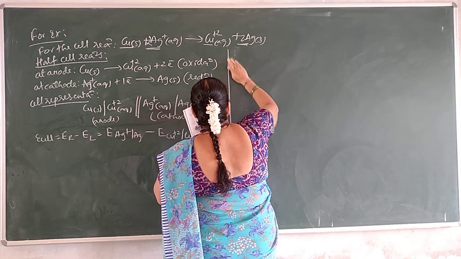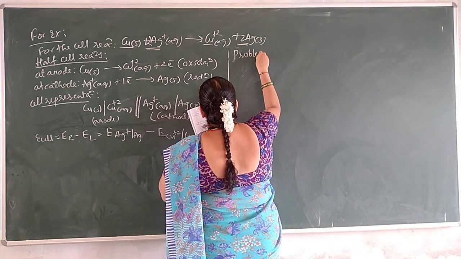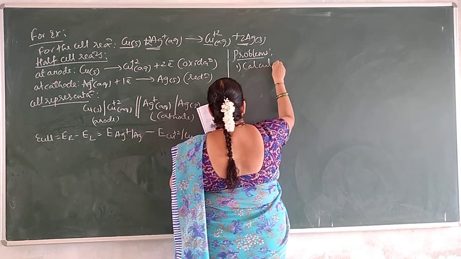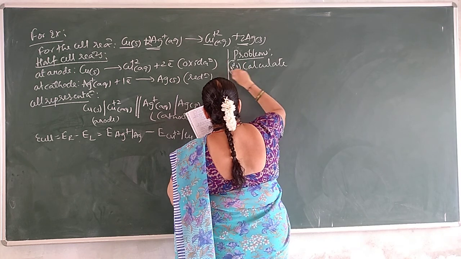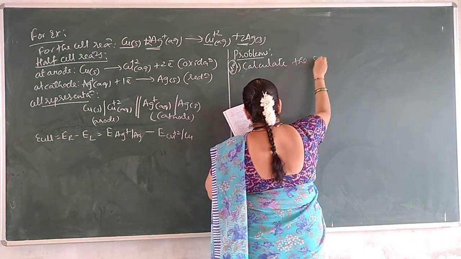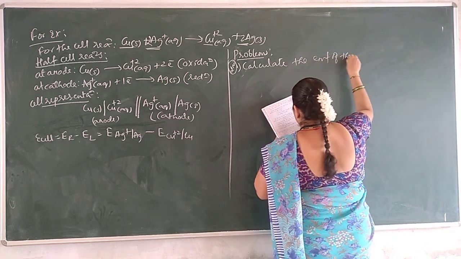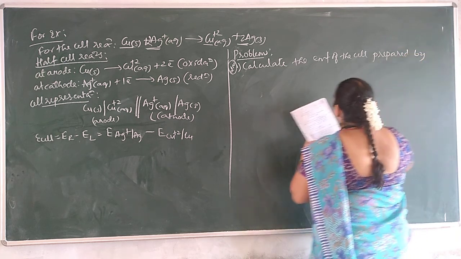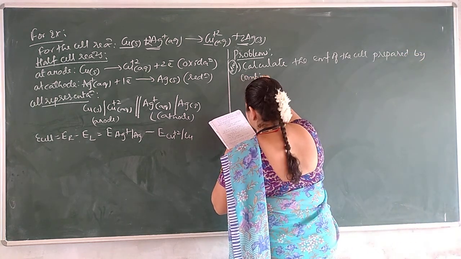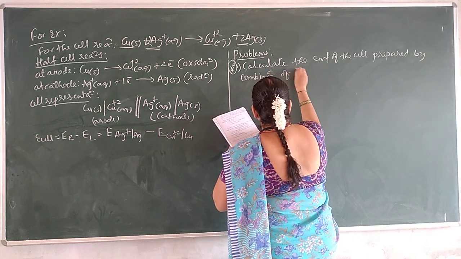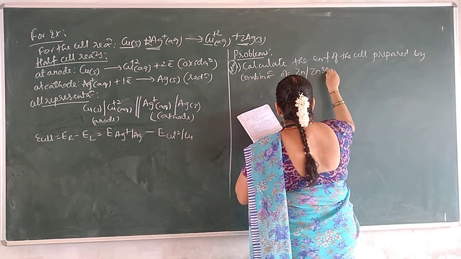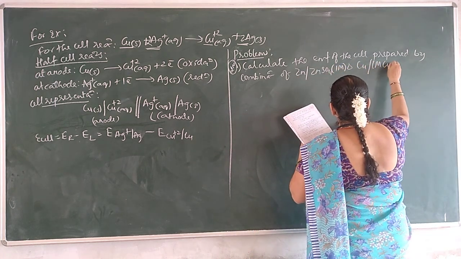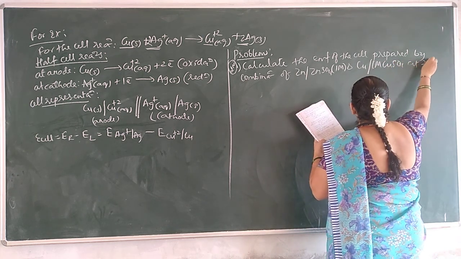First one, problems. First one, calculate the EMF of the cell. It is a 2 marks question. Calculate the EMF of the cell prepared by the combination of Zn bar ZnSO4 1M and Cu bar 1M CuSO4 at 298 Kelvin.